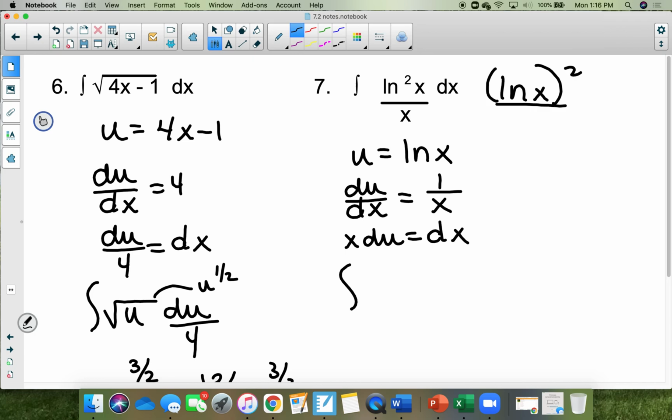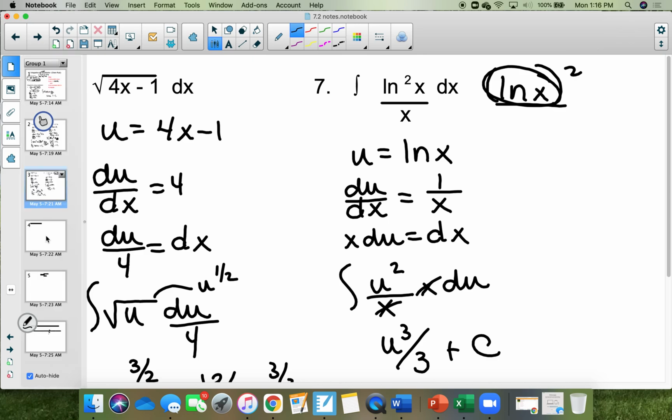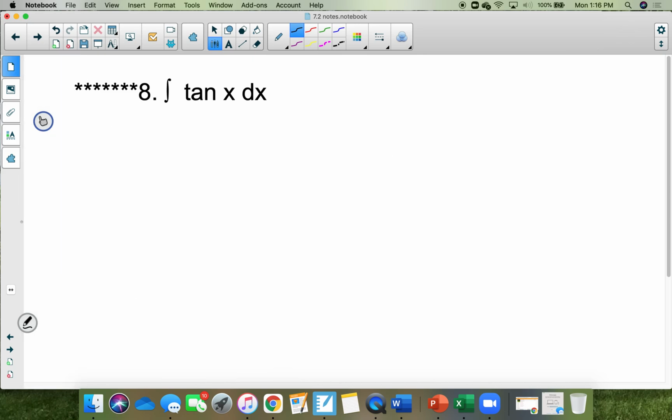Squiggle. In place of the natural log, I'm going to put u and raise it to the second. There's also an x down there, but in place of dx, I put x du. So goodbye to the x's. u to the 3rd divided by 3 plus c. And if you want to replace the u as the natural log of x, you can do that.